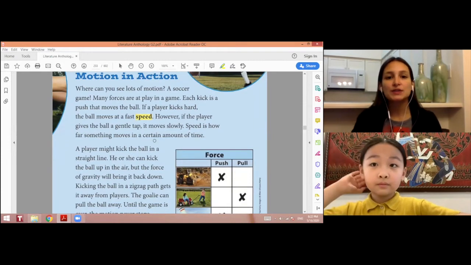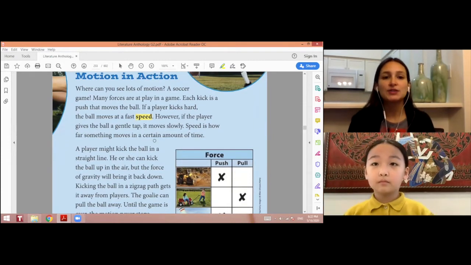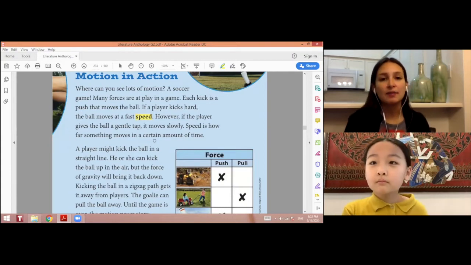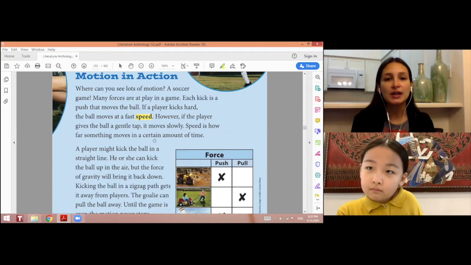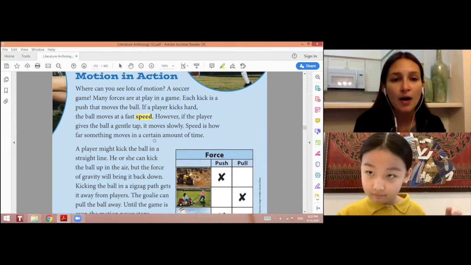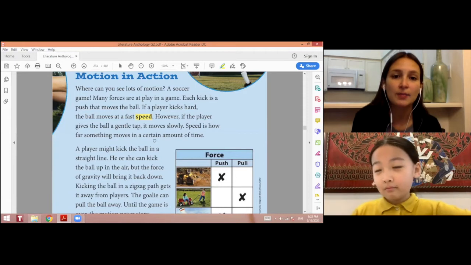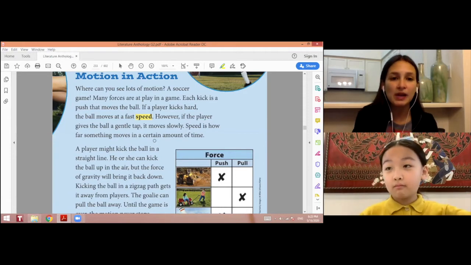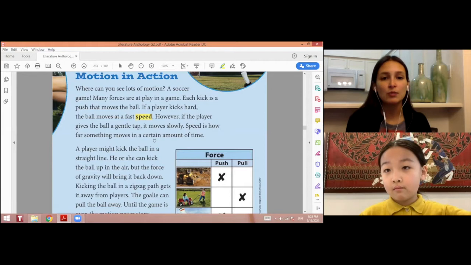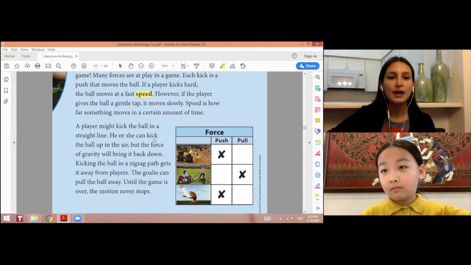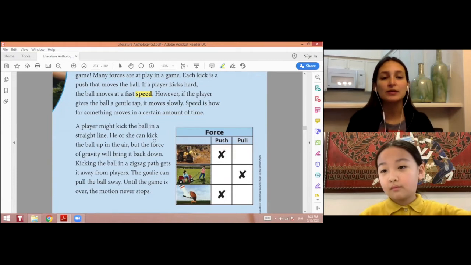Where can you see lots of motion? A soccer game. Many forces are at play in a game. Each kick is a push that moves the ball. If a player kicks hard, the ball moves at a fast speed. However, if the player gives the ball a gentle tap, it moves slowly. Speed is how far something moves in a certain amount of time. A player might kick the ball in a straight line.